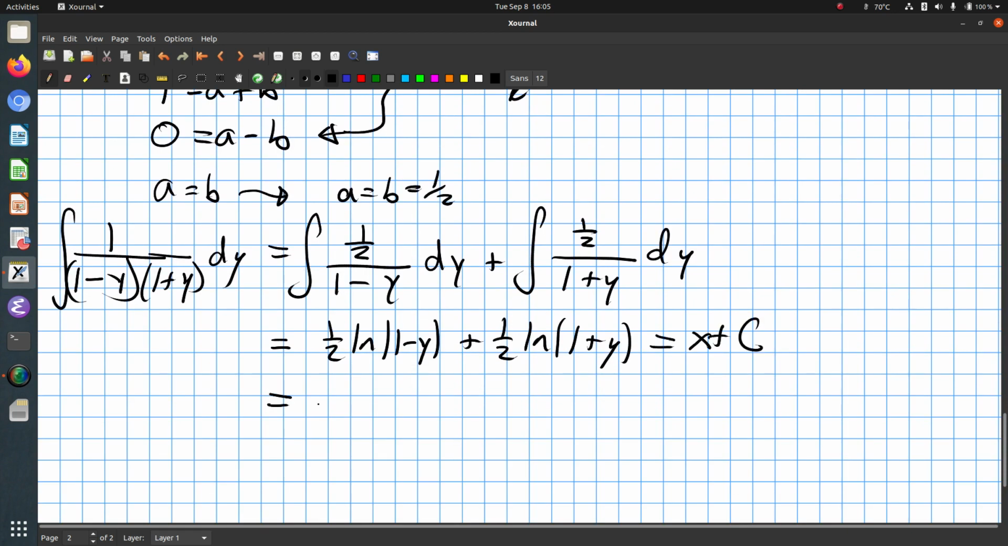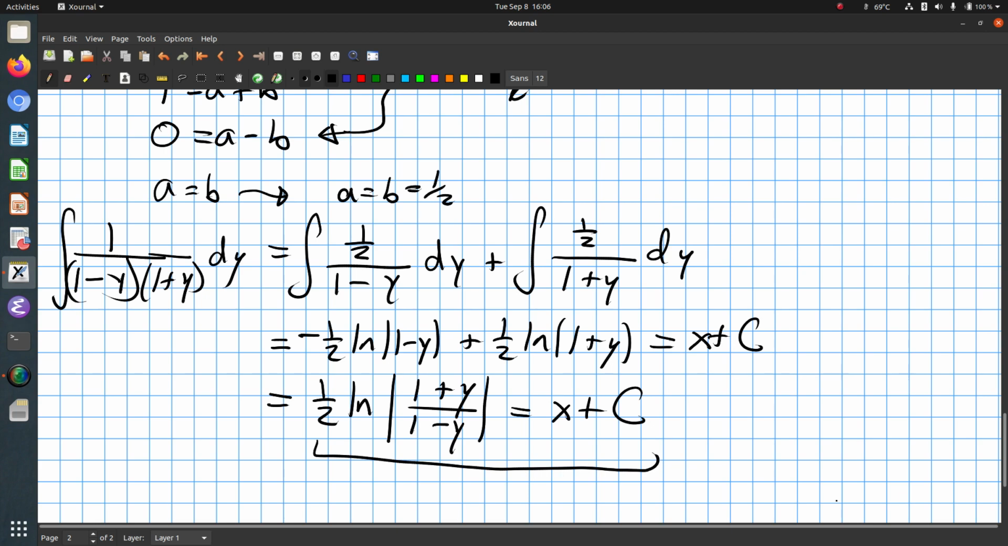A little bit of rearranging suggests that I should write this natural log as a fraction, or rather as a product. Oops, I realize I did the substitution wrong. This one's supposed to have a minus. Okay, and this is our final solution, this equation here.